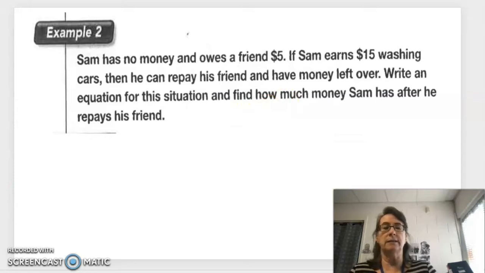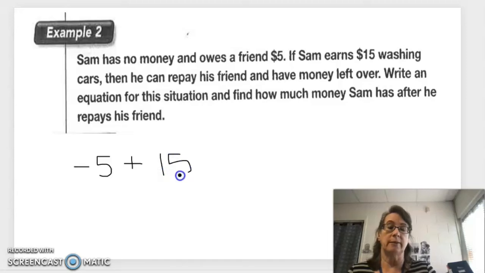Okay, so the next one, Sam has no money and owes a friend $5. So he had no money to start with, but he owes a friend $5. So we're going to put him down as a -5. If Sam earns $15 washing cars, so earning would be to the positive, then he can repay his friend and have money left over. Write an equation for this situation and find out how much money Sam has after he repays his friend. So it would be 15 take away the $5, right? So that's going to be $10.